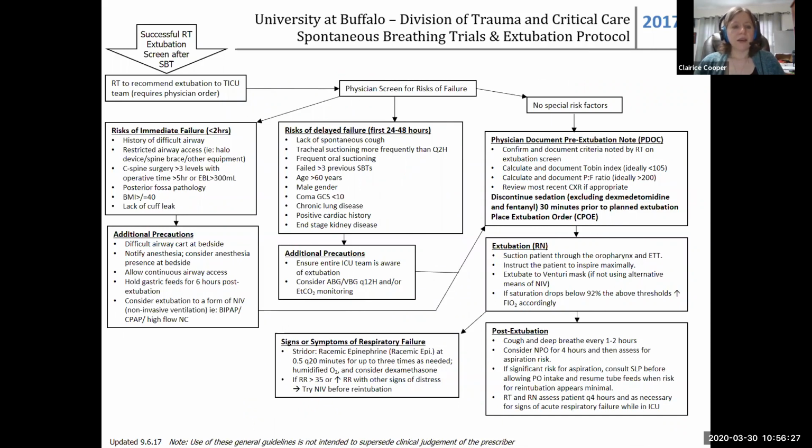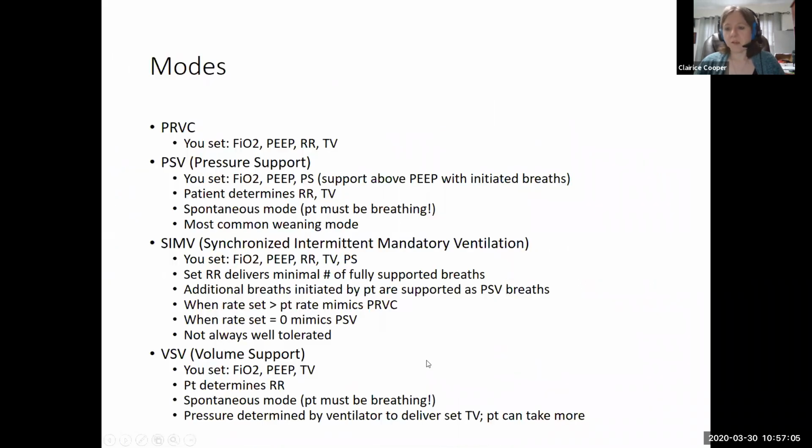And this is after a successful spontaneous breathing trial, how we assess for extubation and how we assess for risk factors. So you can pause this if you'd like and consider some of the things that make patients risky for immediate failure, delayed failure, and some of the ways that we may optimize their success, along with our extubation procedures. So that covers weaning in a very nutshell.